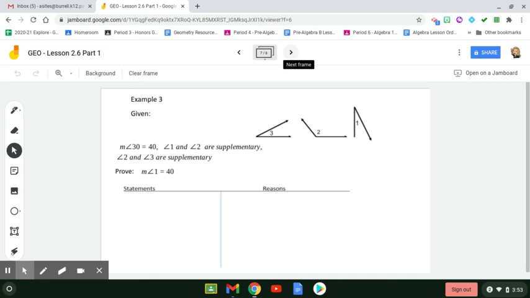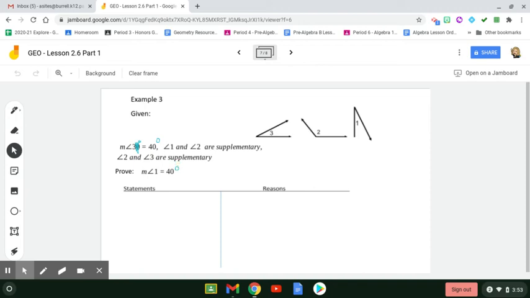So we're given that the measure of angle 3, not the measure of angle 30, sorry about that, the measure of angle 3 is equal to 40 degrees. Angle 1 and angle 2 are supplementary. We also know that angle 2 and angle 3 are also supplementary. So we have to prove somehow that the measure of angle 1 is equal to 40 degrees.